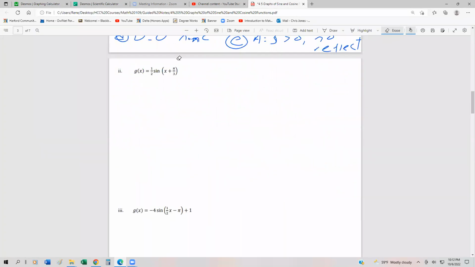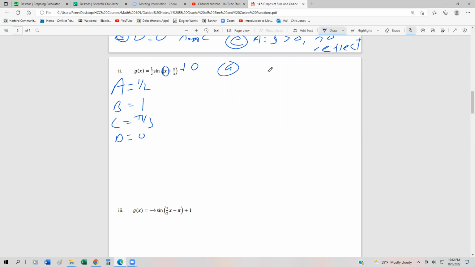Now, another example, a little bit tougher, but not much. We have this 1/2 sine of x plus pi thirds. And let's put a plus 0 at the end here. If I'm identifying A, B, C, and D, A is a half, B is 1, because that's the coefficient of the x, C is pi thirds, and D is equal to 0.